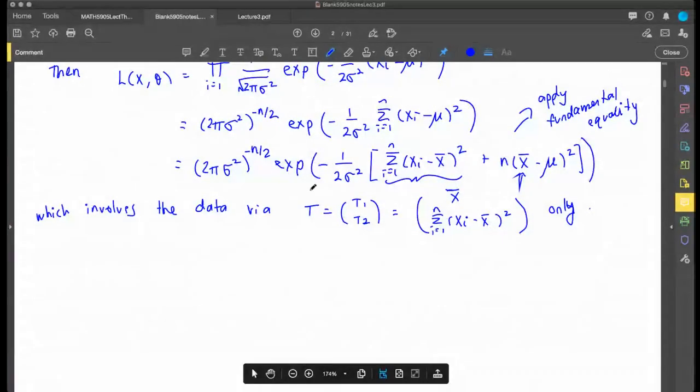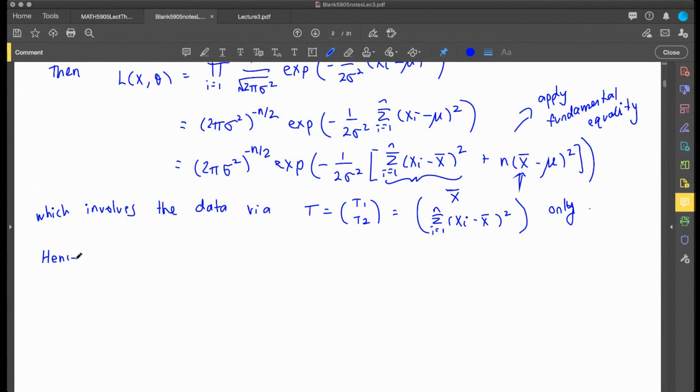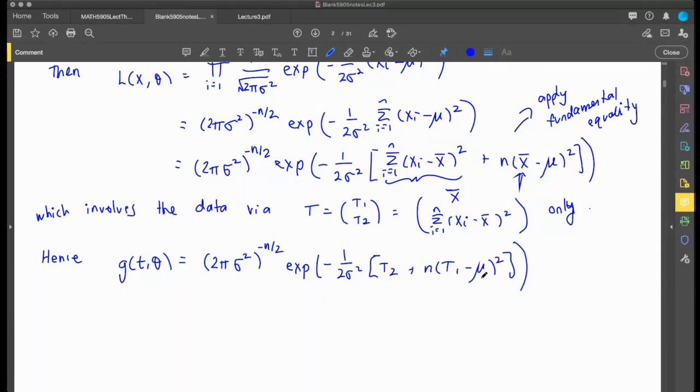Okay, so again, if you want to write out your two functions explicitly, because you want to write your likelihood as g(T, theta) times h(x), my g(T, theta) in this example is, well, this depends on theta, because the second component of theta is sigma. So it's (2 pi sigma squared) to the minus n over 2, the exponential of minus 1 over 2 sigma squared, that's my T2, and then I have plus n times (T1 minus mu) squared. Okay, so there's my g function.